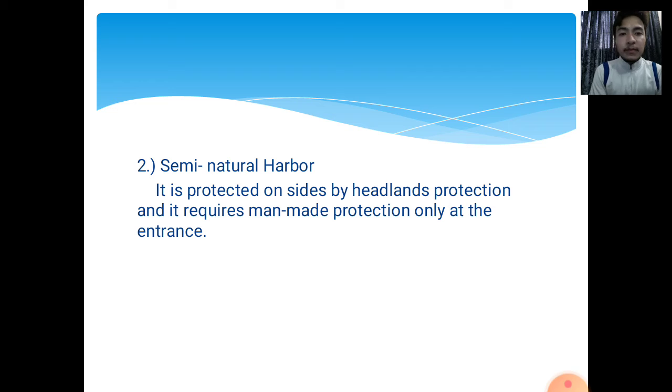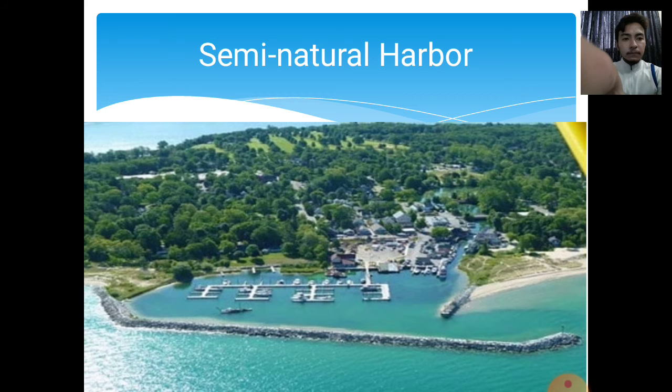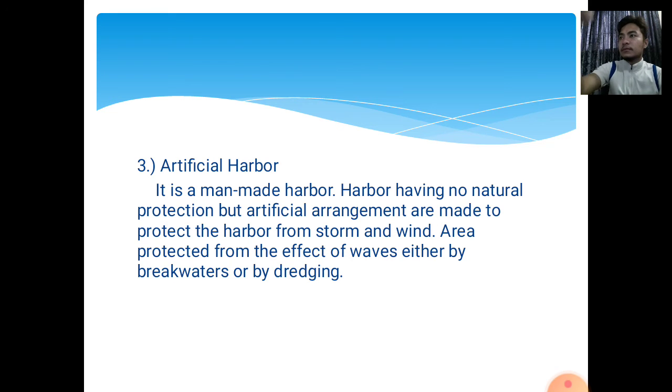Semi-natural harbor. It is protected on its sides by headlands, and it requires man-made protection only at the entrance. Artificial harbor. It is a man-made harbor, having no natural protection, but artificial arrangements are made to protect the harbor from storm and wind. The area is protected from the effect of waves either by breakwaters or by dredging.